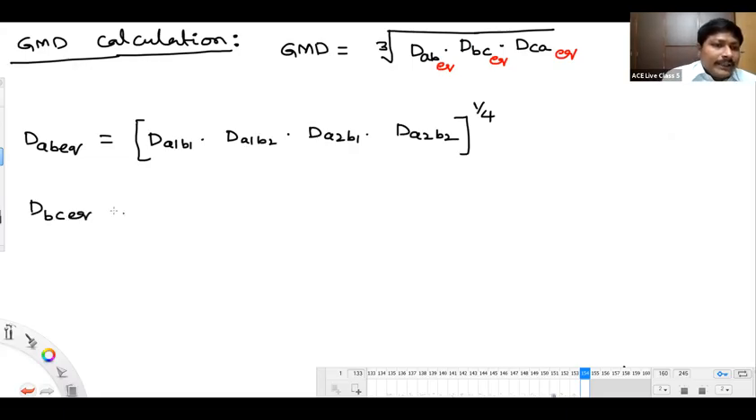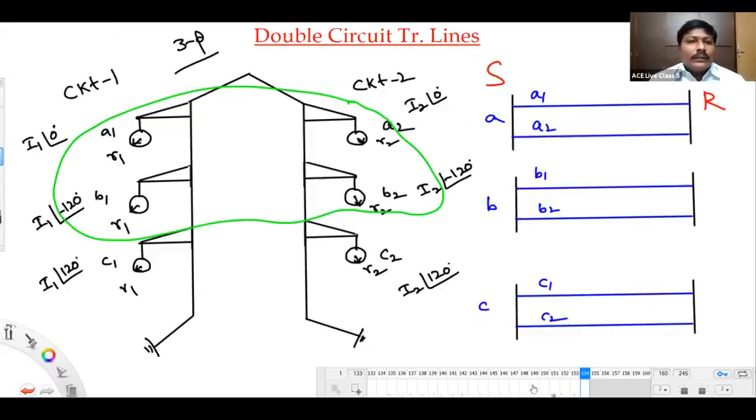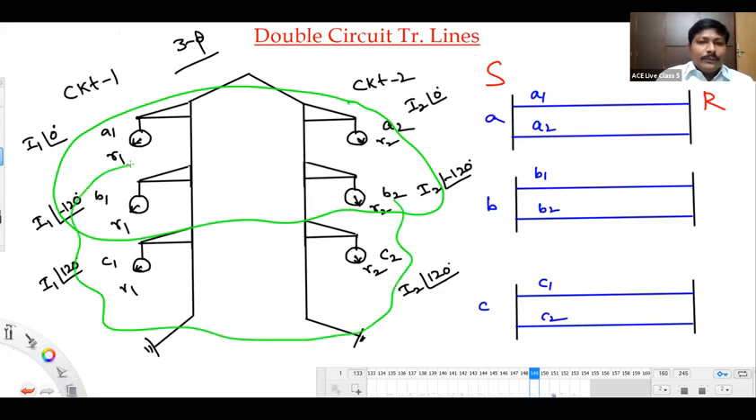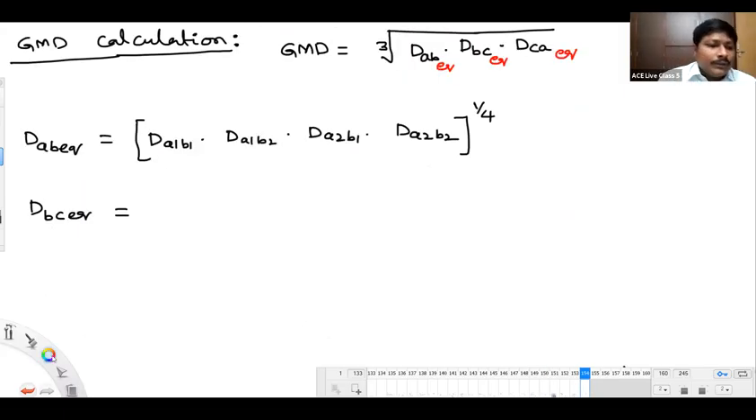Next one. What is the DBC equivalent here? Anybody? For BC, we should take B1C1, B1C2, B2C1, B2C2. So I can say DB1C1 first, DB1C2, DB2C1, DB2C2, and with these 4 numbers, whole power 1 by 4.